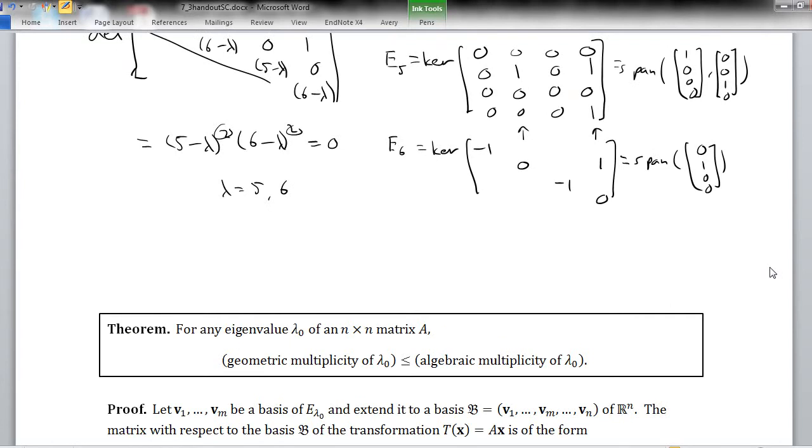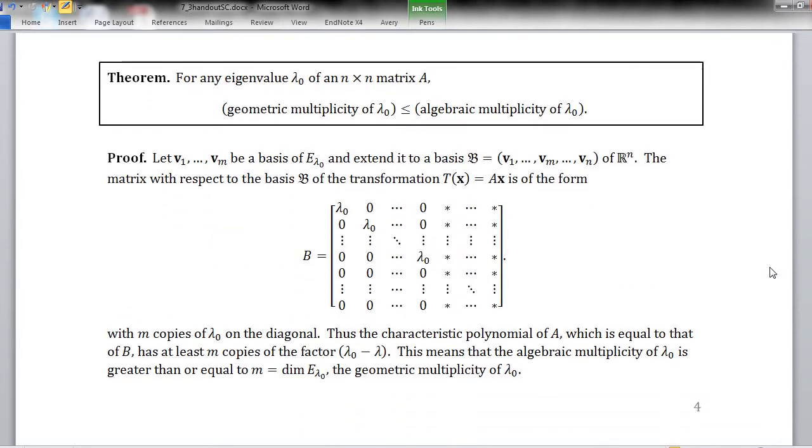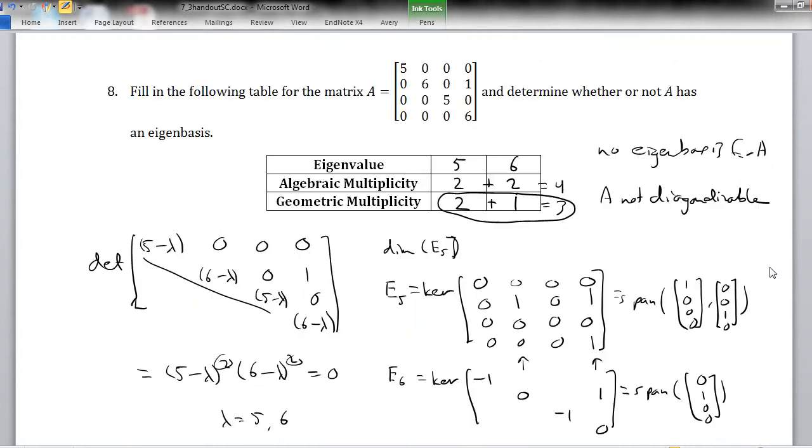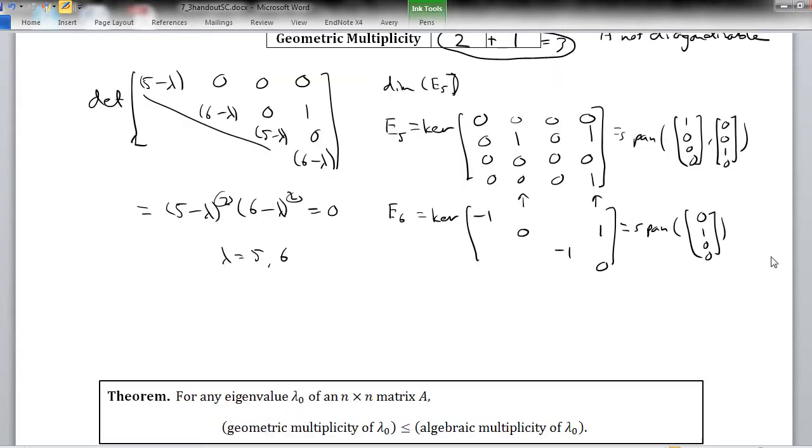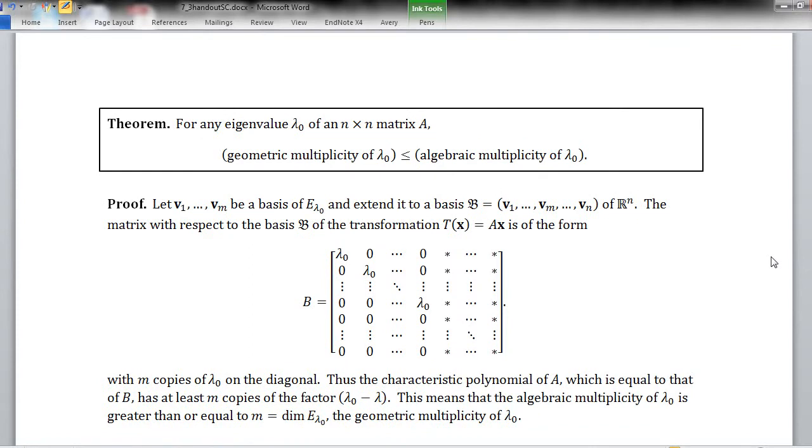All right, well, you've probably been wondering, what's the relationship between the algebraic and geometric multiplicities of an eigenvalue? And, well, up here, the geometric multiplicity was always less than or equal to the algebraic multiplicity. And that turns out to always be the case. Okay, so let me just give you a brief sketch of why that's true, of a proof.